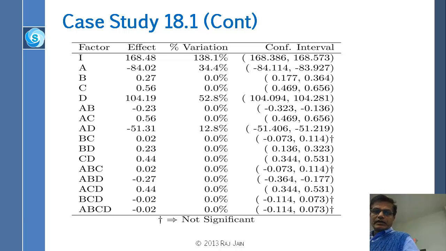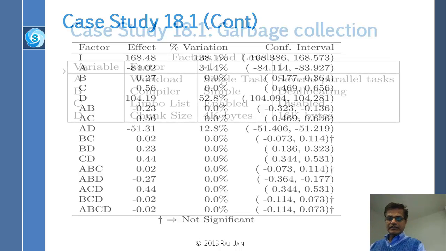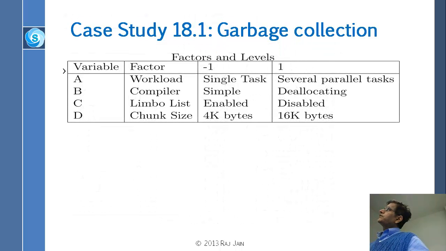All right. So now, given that, really we have to concentrate on three things: A, D, and AD. Now let's see what is A, D, and AD. A is the workload. D is the chunk size. Now, what about the people who designed the limbo list? It doesn't have an effect. So this is the thing, they really wanted to see that C has the most effect. But C didn't have the most effect. It is the chunk size which had the most effect.